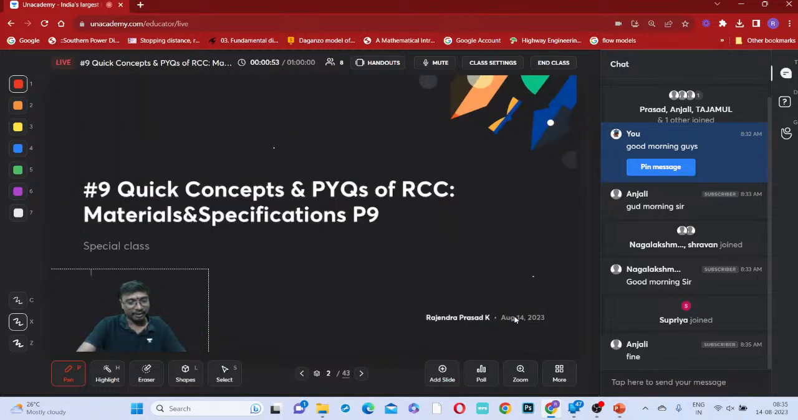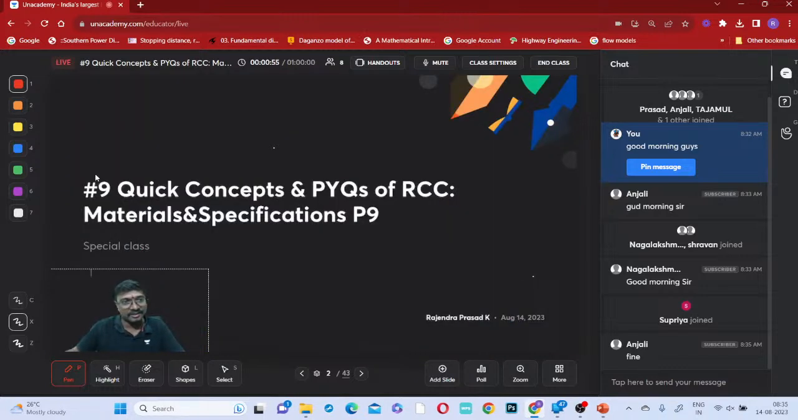So here we'll be continuing our discussions. Today will be the last class on this materials and specifications. Tomorrow is 15th August, so we may not have the class in the morning because of the flag hoisting activities. We'll be doing these activities in our colony, so I will not be able to take the class tomorrow morning.